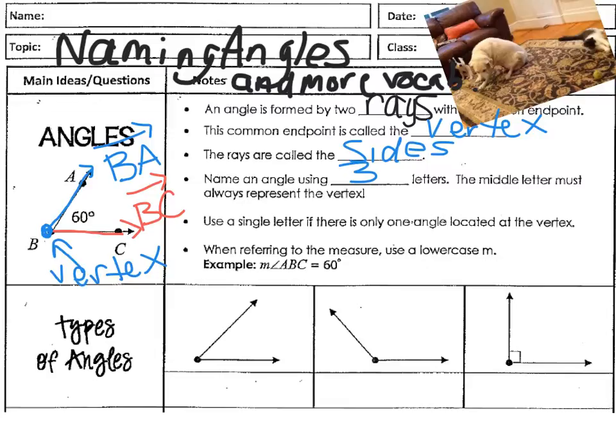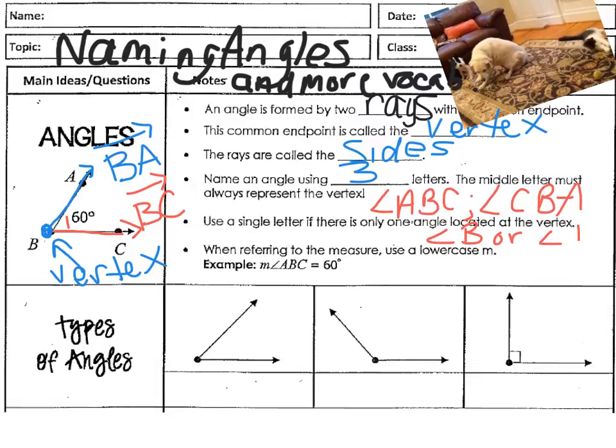Now, to name the angle, you're going to use your 3 letters and the angle symbol. You have to have the symbol. Angle ABC. You can also have angle CBA, and since there's just one angle in this picture, you can name it just angle B. Sometimes you can put a number inside, so when you have that little 1 inside, you could call it angle 1.